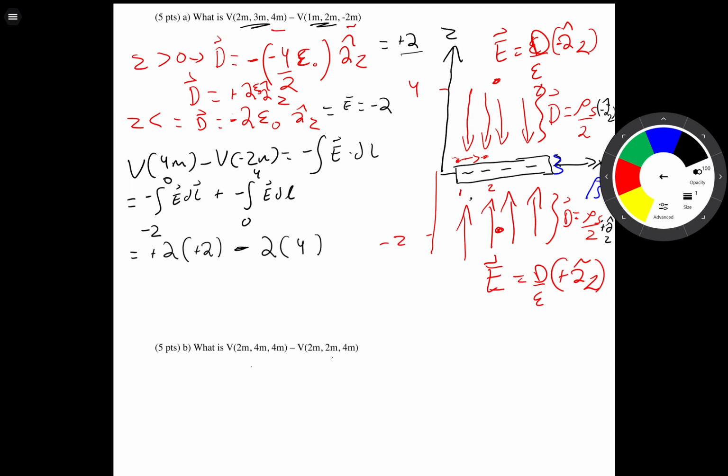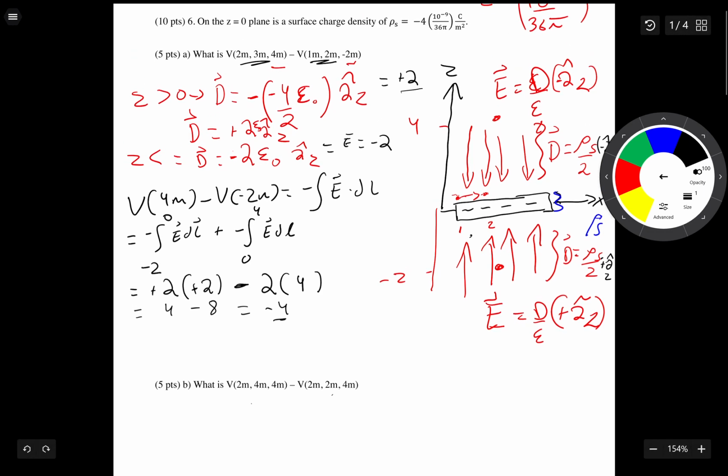My electric field for z less than 0 was -2, so I had -2, positive, and this is going to be -2 because 0 minus 2 for z. Oh, it's -2, so this should be plus. Okay, so over here we have 2 times 4. This just gives us 4 minus 8, which is -4. I think I made a mistake because this value should have been positive.